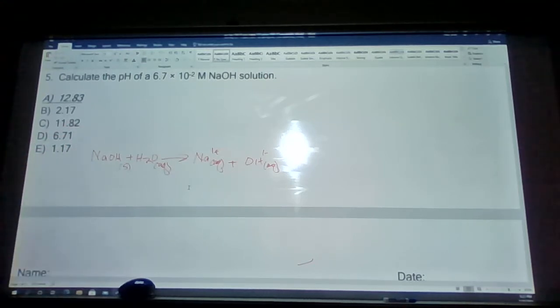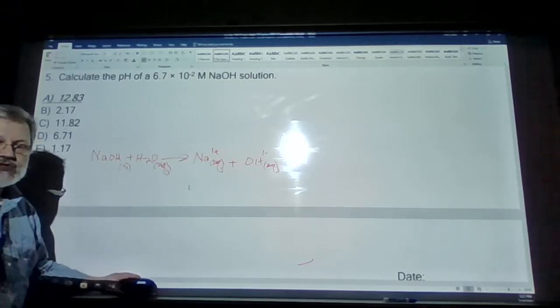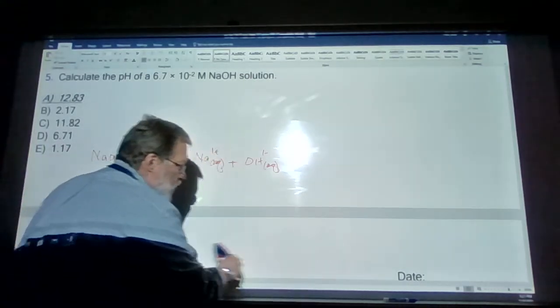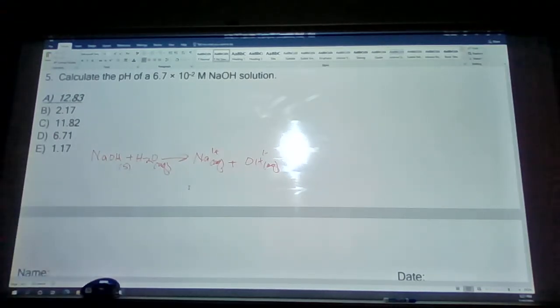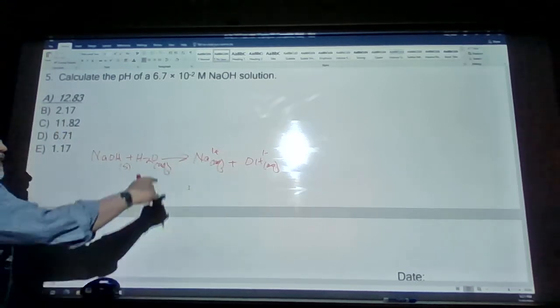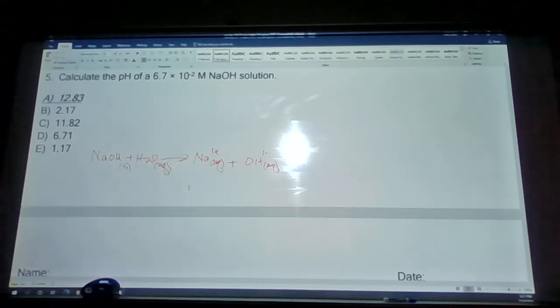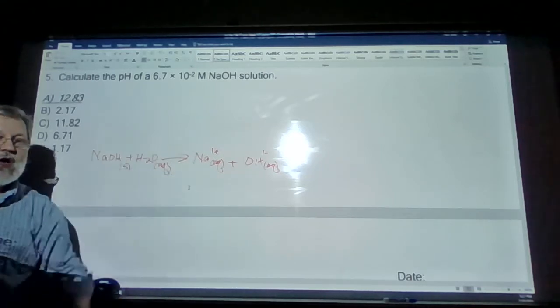What kind of base is NaOH? It's a strong base. The group 1, group 2 metal hydroxides are all strong bases, meaning that this reaction only and always goes completely to the right. Notice how I've written the reaction. The arrow only goes one way.